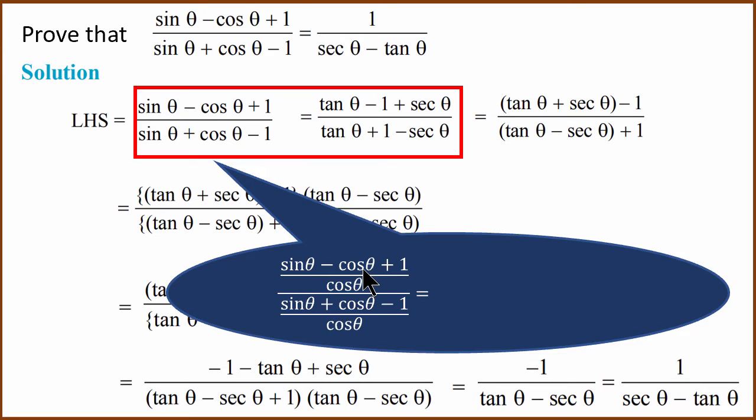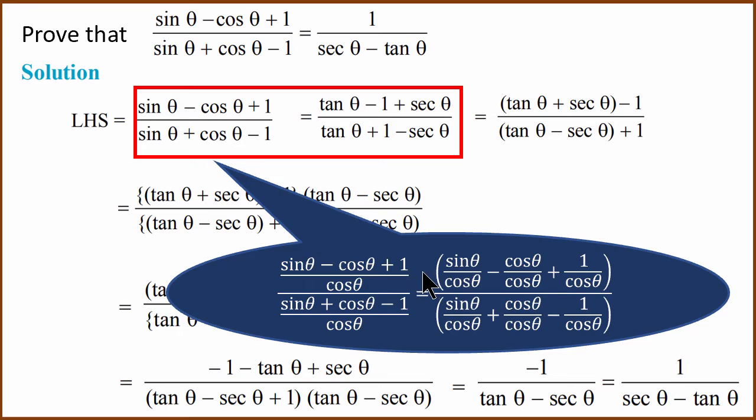So if you look at it, it is (sin theta minus cos theta plus 1) divided by cos theta, and (sin theta plus cos theta minus 1) divided by cos theta. So all we have done is taken the numerator and denominator and divided by cos theta. That's all we have done. This can be further simplified as sin theta by cos theta minus cos theta by cos theta plus 1 by cos theta. All we have done is we have individually broken these terms and divided by cos theta.